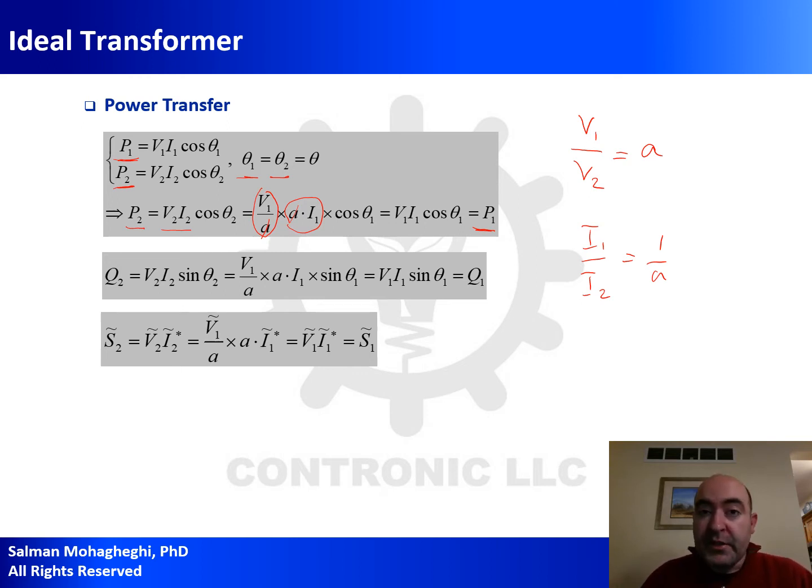Next, we can apply the same thing to reactive power. Reactive power is going to be V2 I2 sine of theta 2. If I follow the same logic, my Q2, reactive power on the secondary side, will be equal to Q1, reactive power on the primary side. And of course, I can extend this analysis to the complex power. So the complex power on the secondary side is going to be the same as complex power in the primary side.